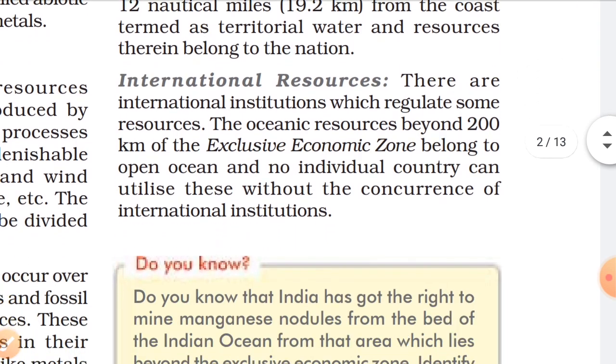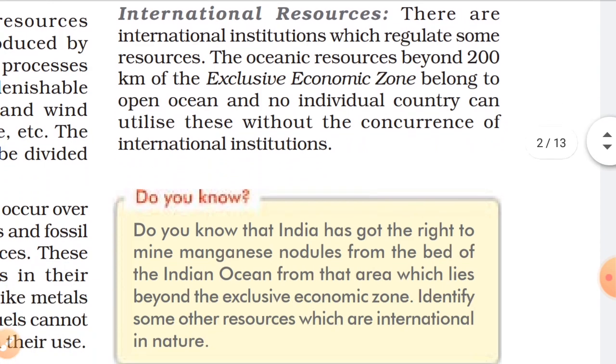Now coming on to international resources. There are international institutions which regulate some resources. For example, the oceanic resources beyond 200 kilometers of the exclusive economic zone belong to the open ocean, and no individual country can utilize these without the concurrence of international institutions.